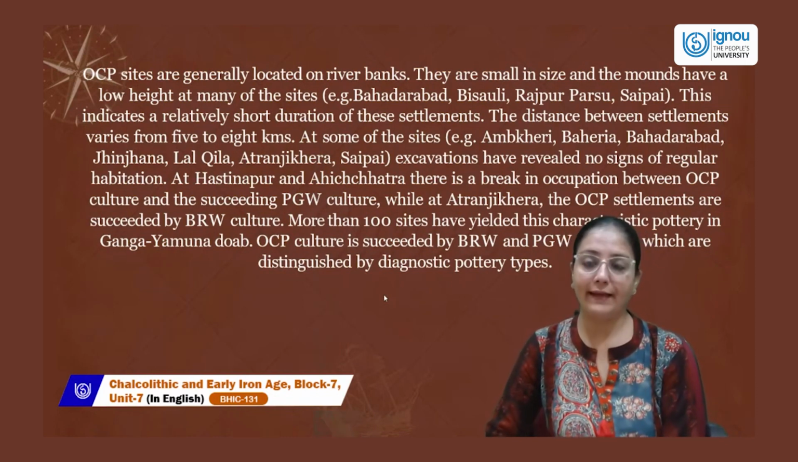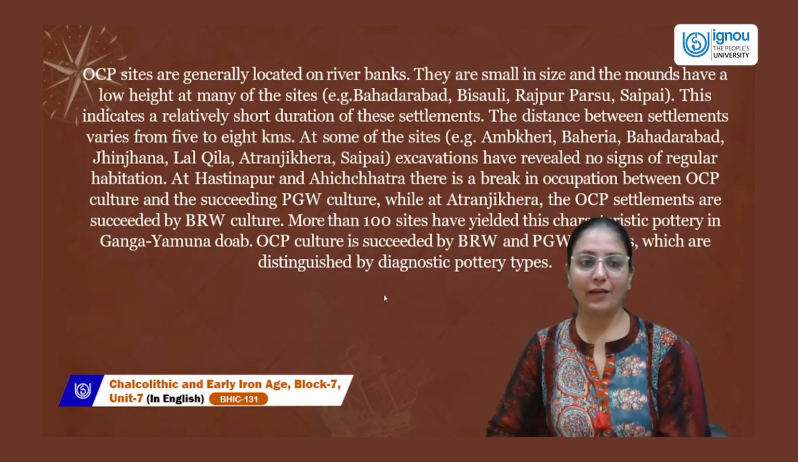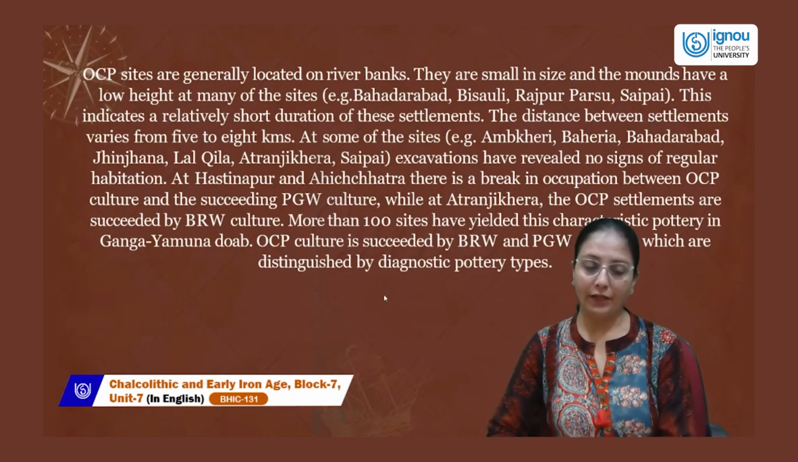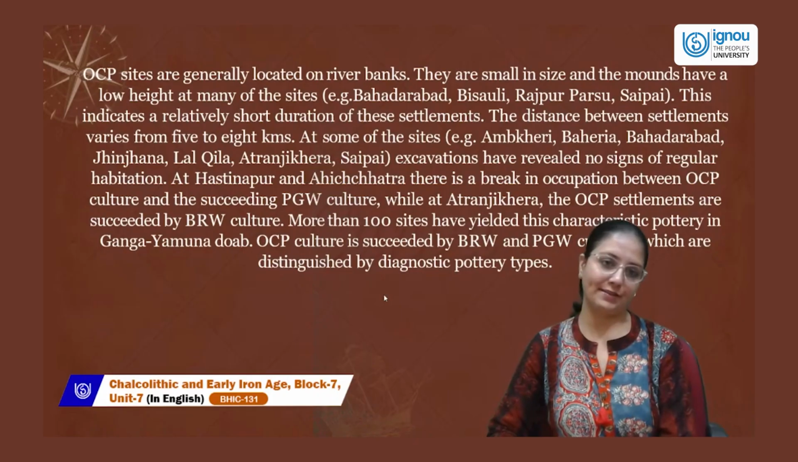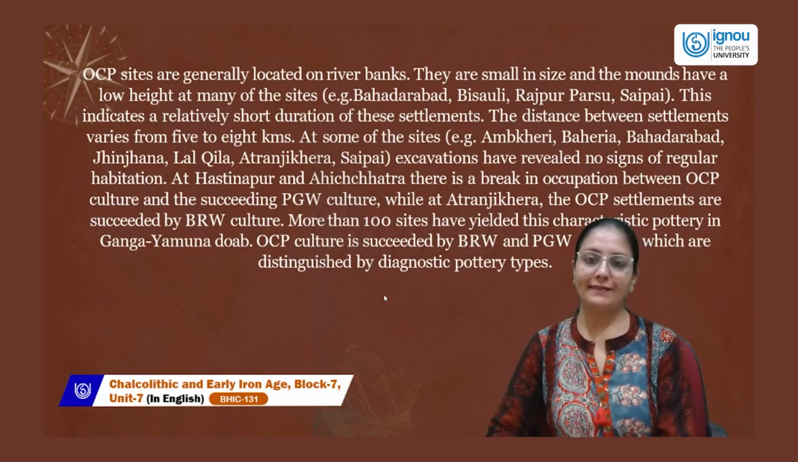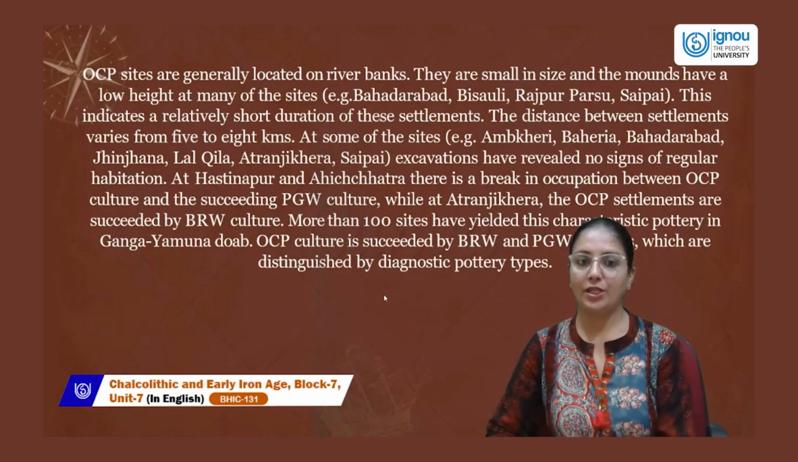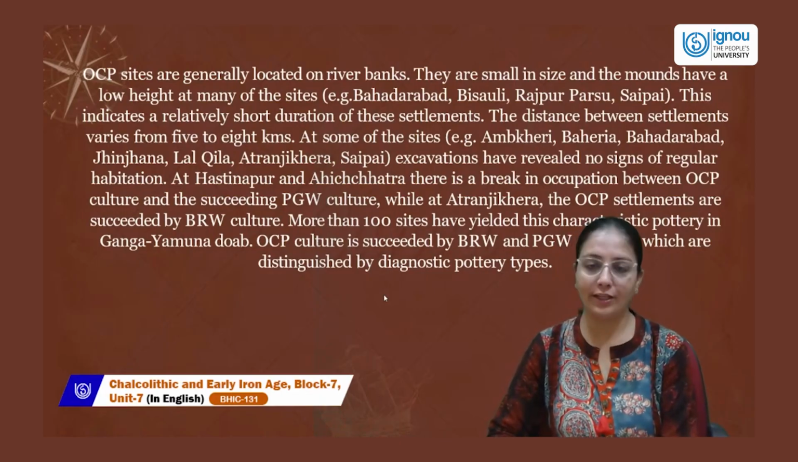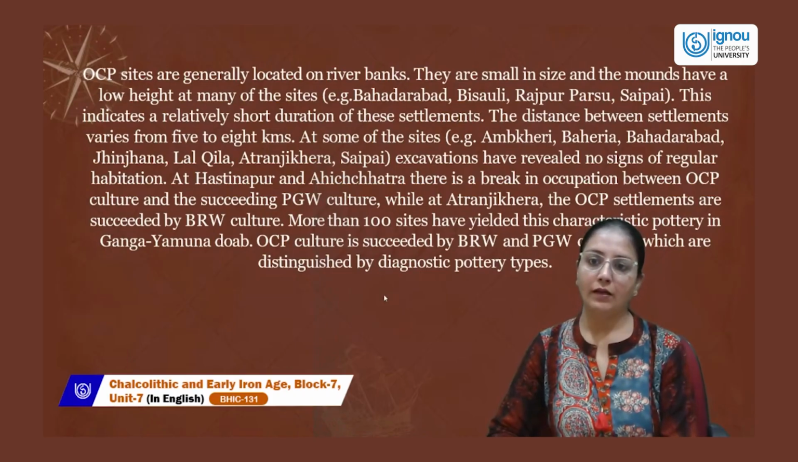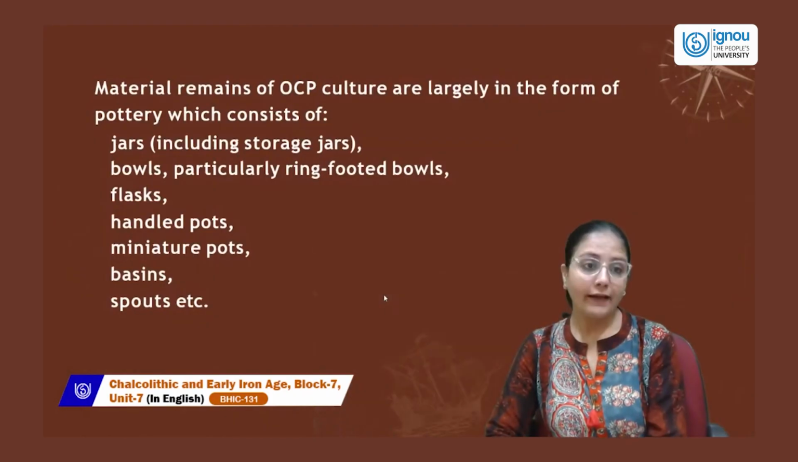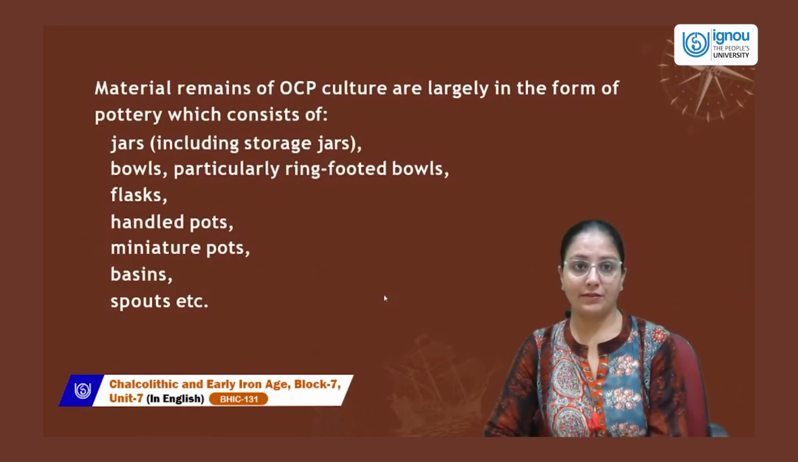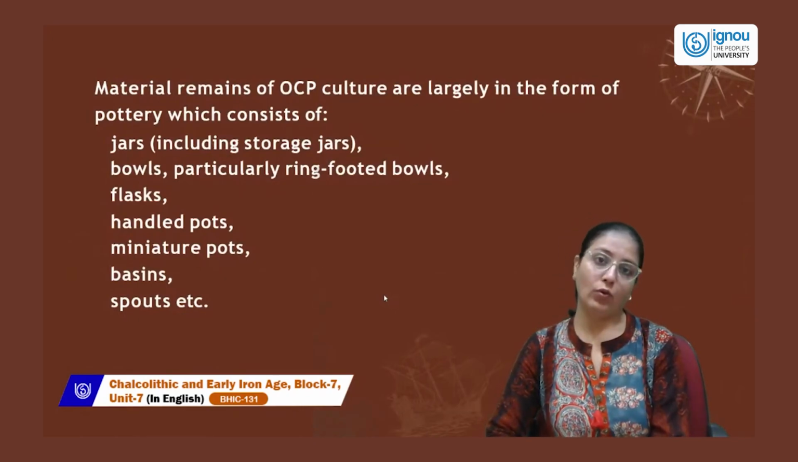More than 100 sites have yielded this characteristic pottery in the Ganga-Yamuna Doab. OCP culture is succeeded by BRW and PGW cultures, which are distinguished by diagnostic pottery types. Here are some material remains which we get from OCP culture.